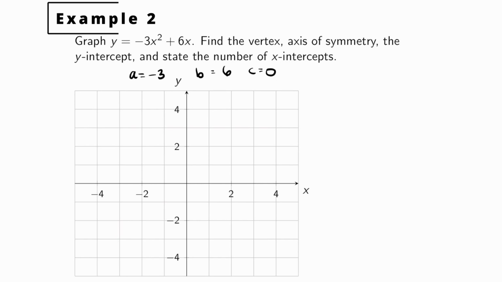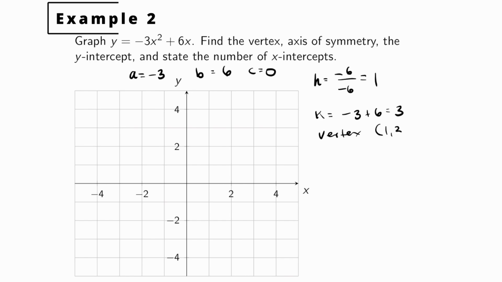Okay, so the x-coordinate of our vertex is just going to be, again, negative b over 2a. Negative b is negative 6, and 2 times a would be negative 6 as well, so this is just going to be 1. The y-coordinate of our vertex, just plug this number you found for h into the equation. So you'll get negative 3 plus 6, that's positive 3.